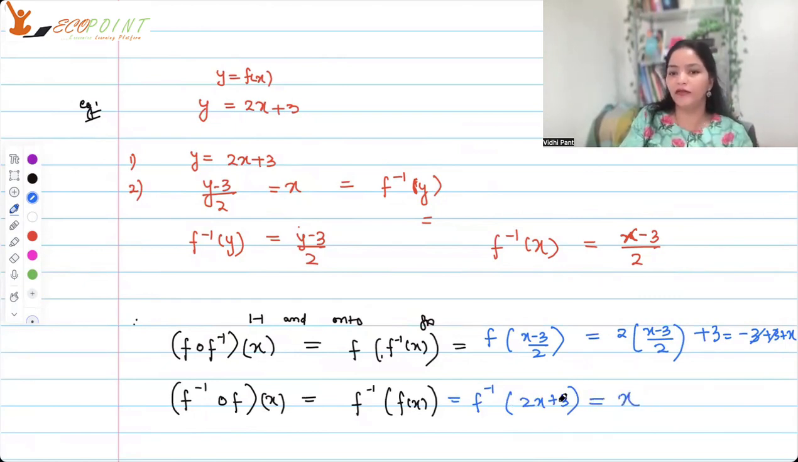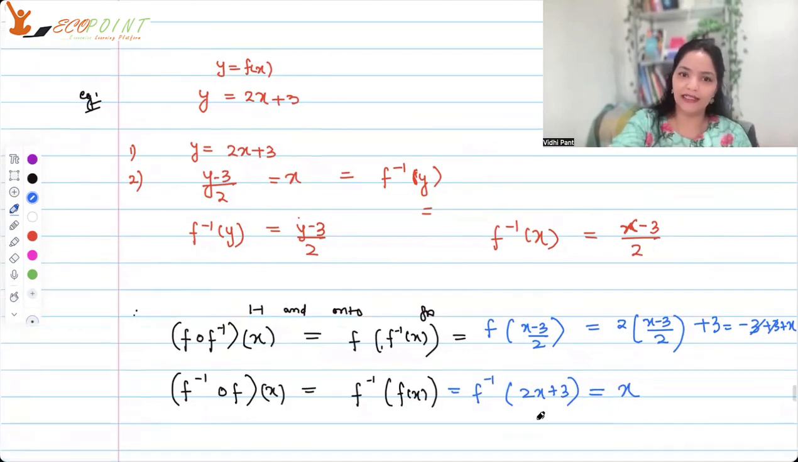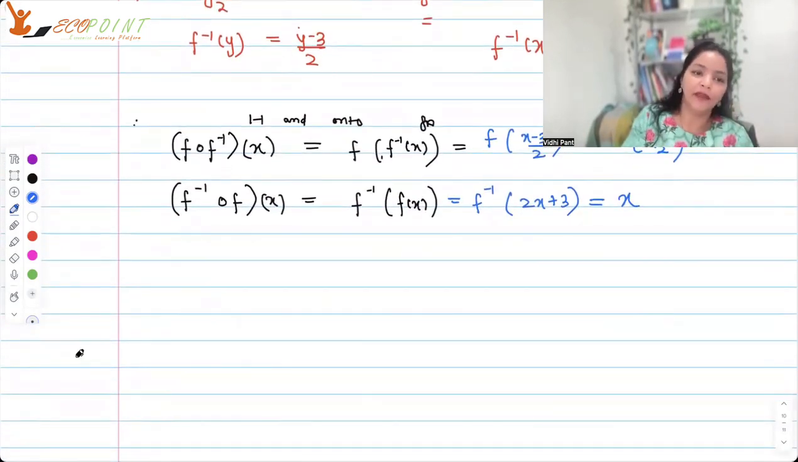Similarly here, after substituting, after putting the input 2x plus 3 in the inverse function, you will again get x. So this is absolutely correct. Now, let's take a difficult scenario. Let's take a typical ISI kind of a question.